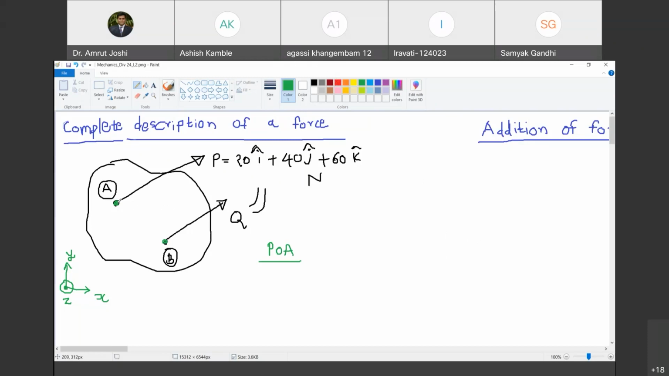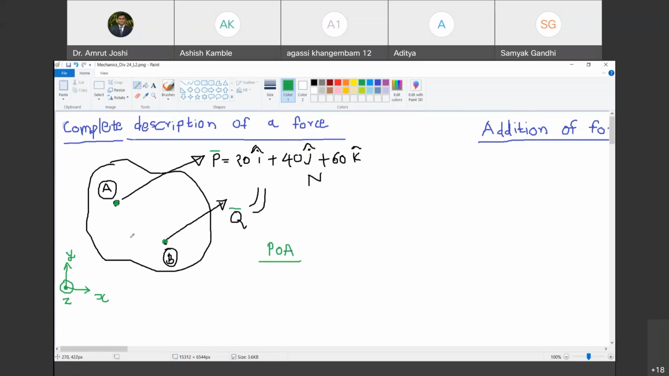Okay. So we call these points A and B as points of application of forces P and Q. To distinguish between a force P bar and Q bar, apart from the description 20 I cap plus 40 J cap plus 60 K cap, this description is the same for both the forces, but points of application are different. Do you agree with me? Yes, sir. So therefore, for a complete description of a force, it is not enough to give coefficients of I cap, J cap, and K cap and a system of unit, but it is also essential to prescribe their points of application. Are you with me?